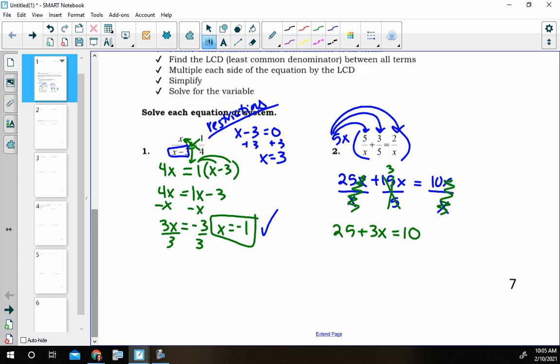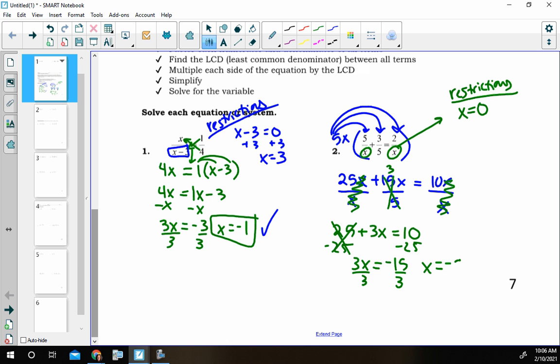Okay, let's go ahead and, before I continue on, do my restrictions before I forget again. Anytime I see an x, those are the exact same, so I don't have to do it twice. I set it equal to 0, I don't even have to solve. So I want to restrict the value of 0. Now if I finish solving this to see what my x is going to be, I'm going to subtract 25, divide by 3, and I'm going to get -5, which is fine because that's not one of my restrictions.